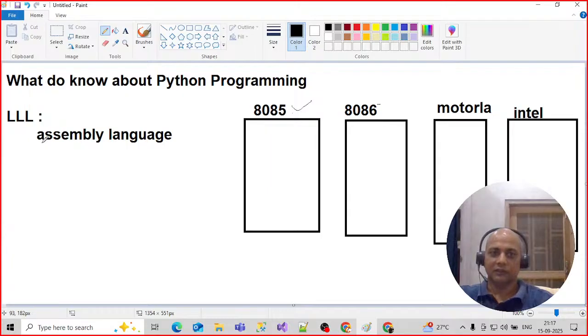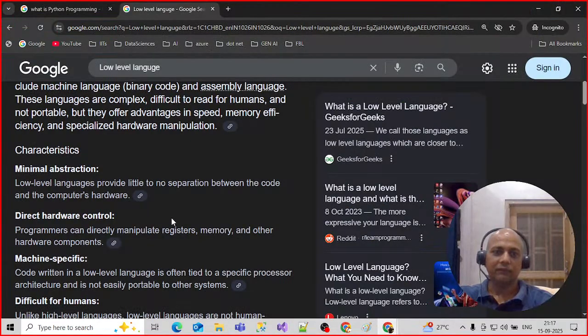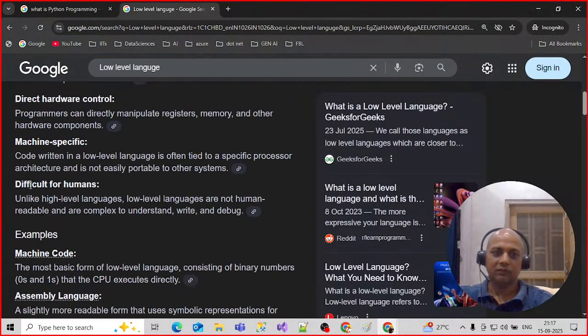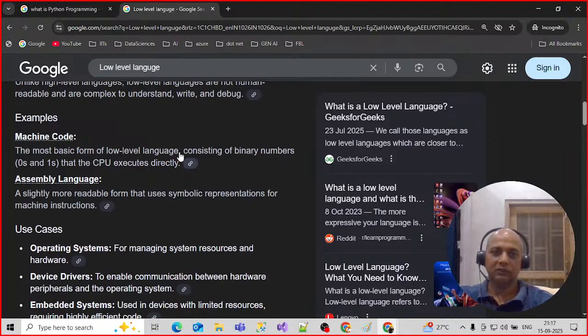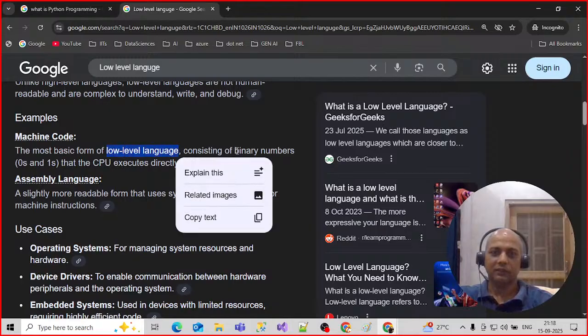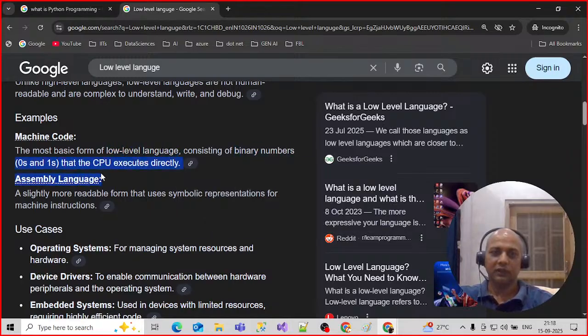was assumed to be written in assembly language, and this was called assembly language because it was directly interacting with the hardware part, memory, CPU, processor, all that. And it was not human readable, it was just very difficult to understand. So we just see machine code, the most basic form of low level language consisting of binary numbers 0 and 1. Then came what? Assembly language.